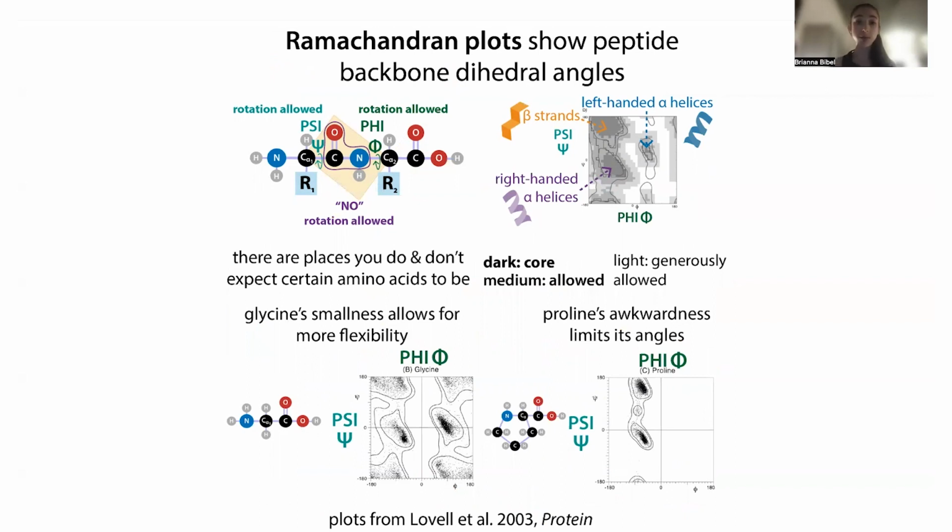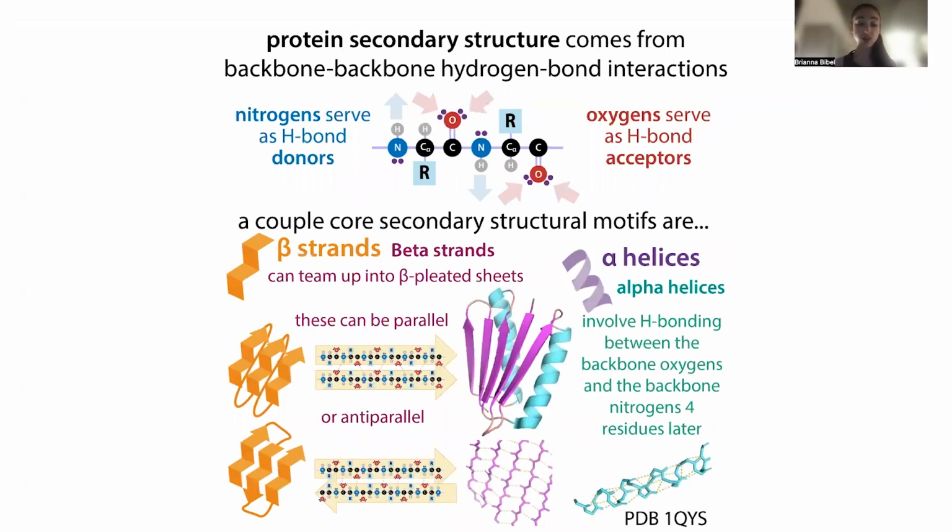If you have something big and bulky, you're going to have to worry about steric hindrance, the atoms saying, get out of my space, and it's going to be harder to rotate. And finally, proline is the most structurally restricted because its side chain actually loops back on itself. And as we'll see, it kind of steals one of the hydrogens, so it's not going to be able to contribute to the secondary structure.